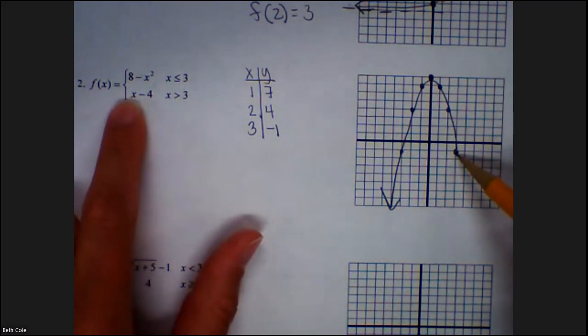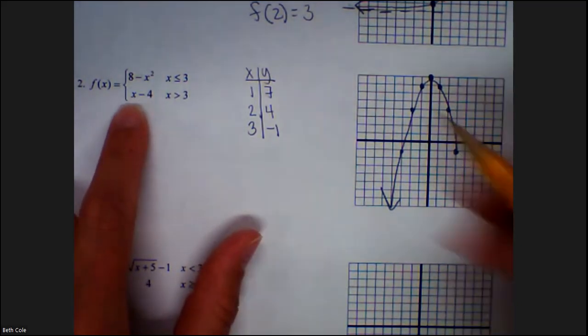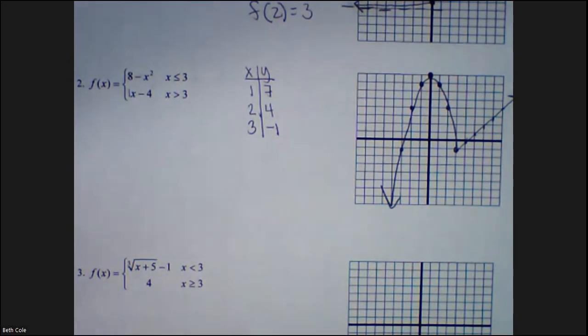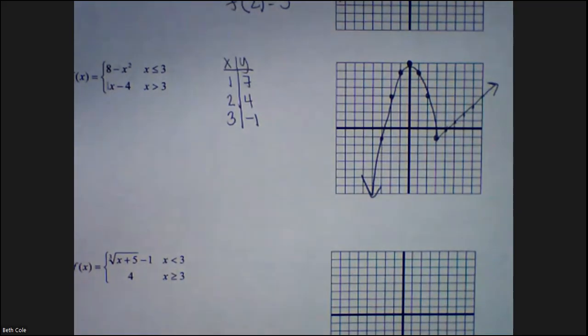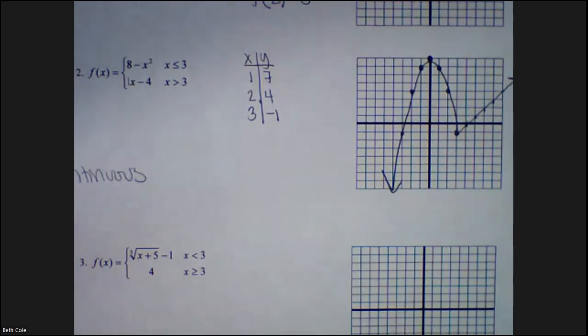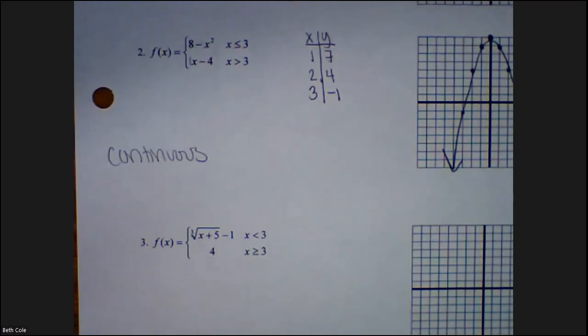And then what's the slope of this line? 1. So from that point, you're going to go up 1 over 1, and it's going to look like this. So is this continuous or discontinuous? It's continuous. And if it's continuous, you don't need to put an x equals whatever. It's continuous everywhere.